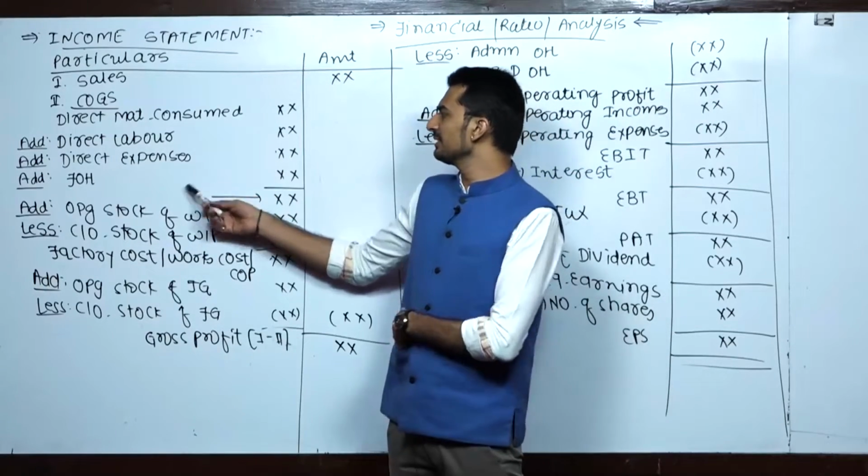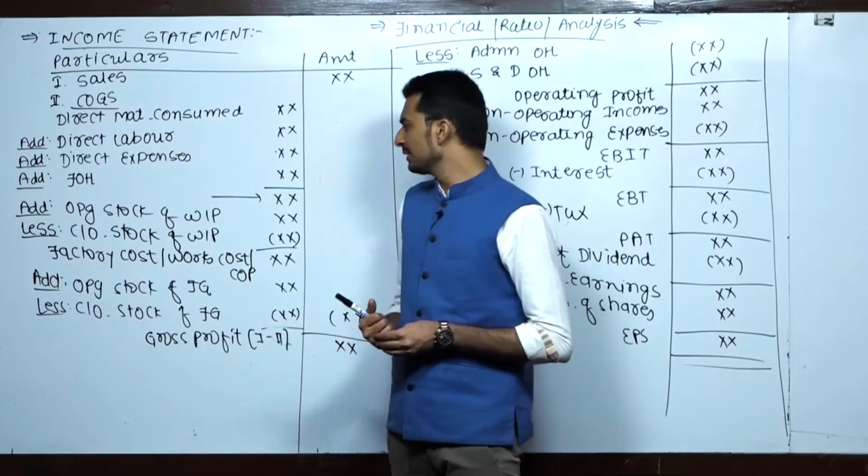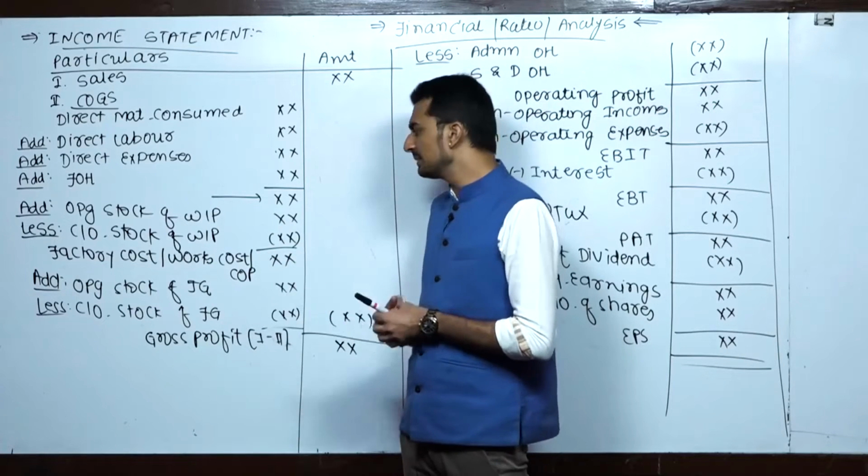Direct material, direct labor, direct expense, FOH, followed by opening WIP, closing WIP. Factory cost, works cost, that gives you COP.